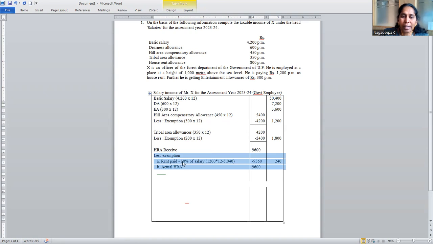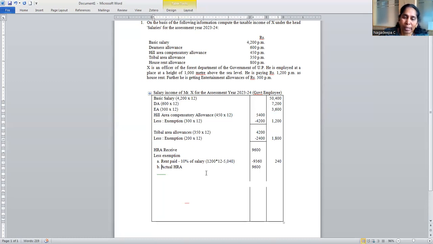First one is rent paid minus 10% of salary. How much is rent paid? If you see here, it is given that he is paying 1,200 per month as rent. So 1,200 into 12, then minus 10% of salary. Here salary means we are going to consider only basic pay. So 50,400 into 10%, which is coming 5,040. So 1,200 into 12 minus 5,040, which is coming as 9,360.